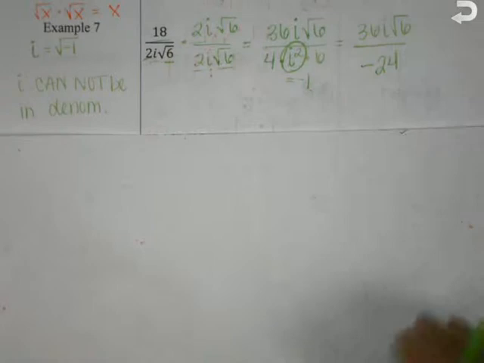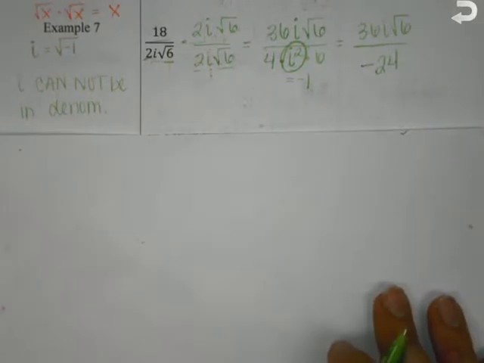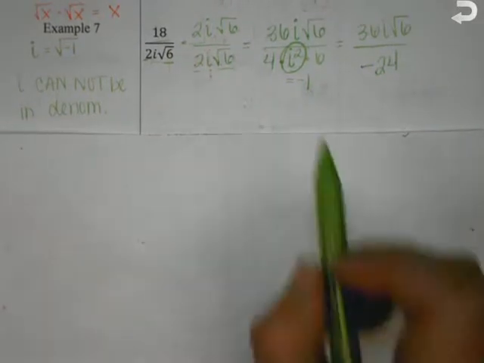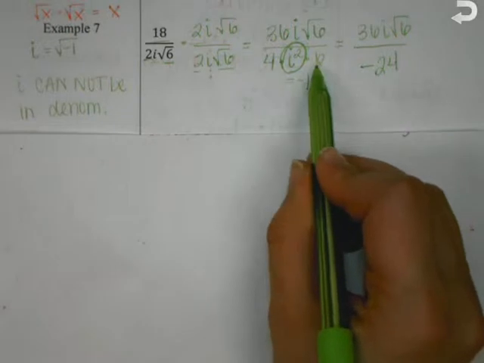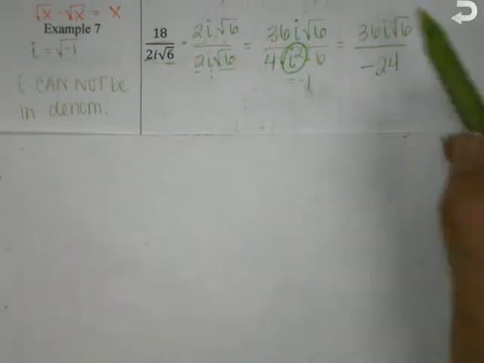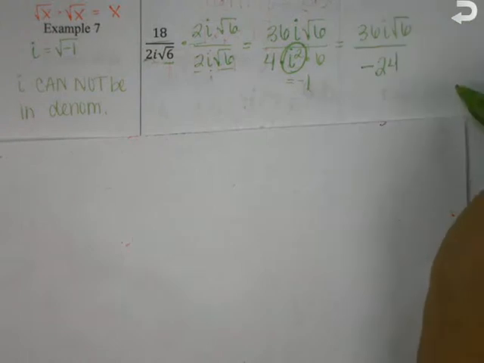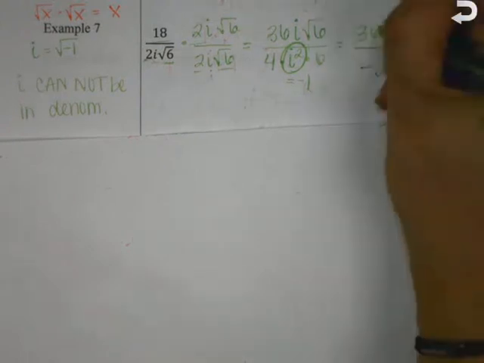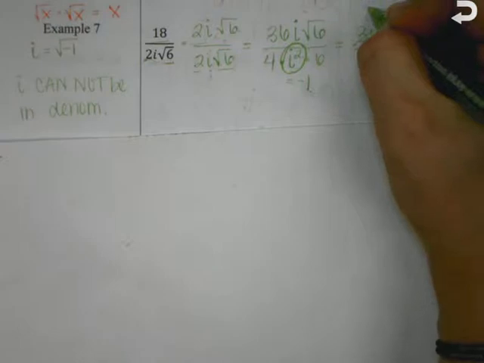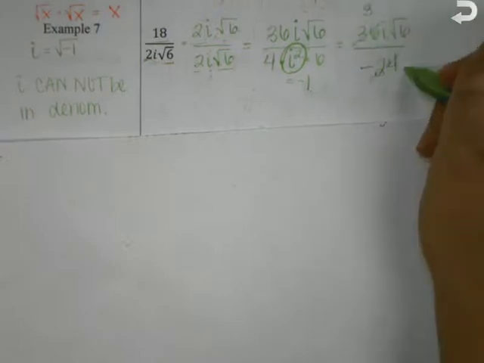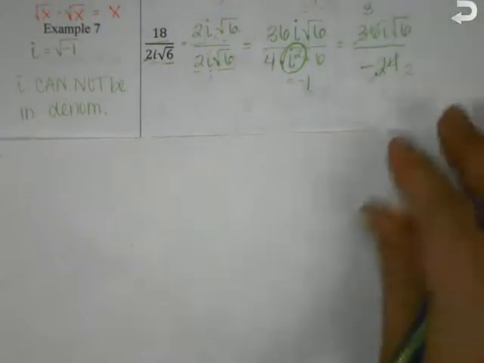Can I reduce it all? Yes. 6 goes into both of these. Anything bigger? 12. 12 goes into 36 3 times, and 12 goes into -24 twice. So that gives me an answer of -3I root 6 on top, all over 2.